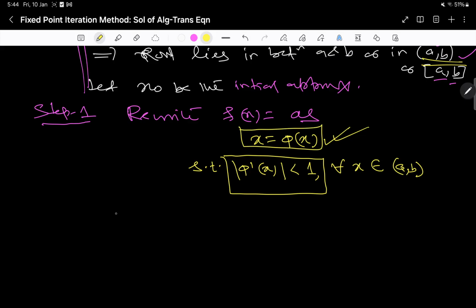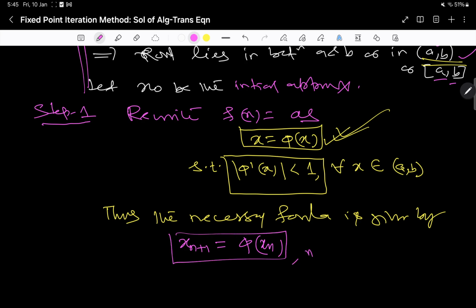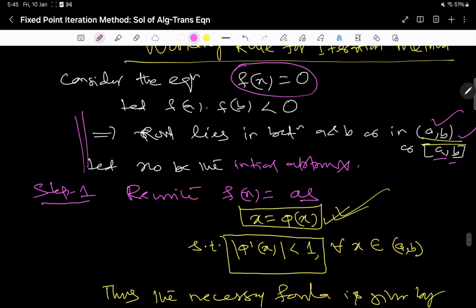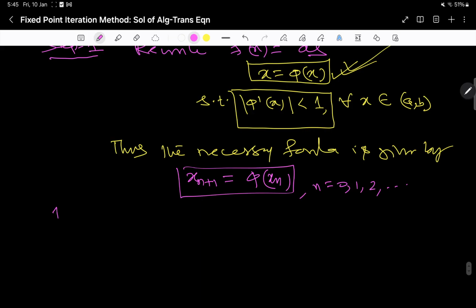So this is my formula. The iteration formula is given by xn+1 = phi(xn), where n = 0, 1, 2, and so on. Here x0 is the initial approximation.